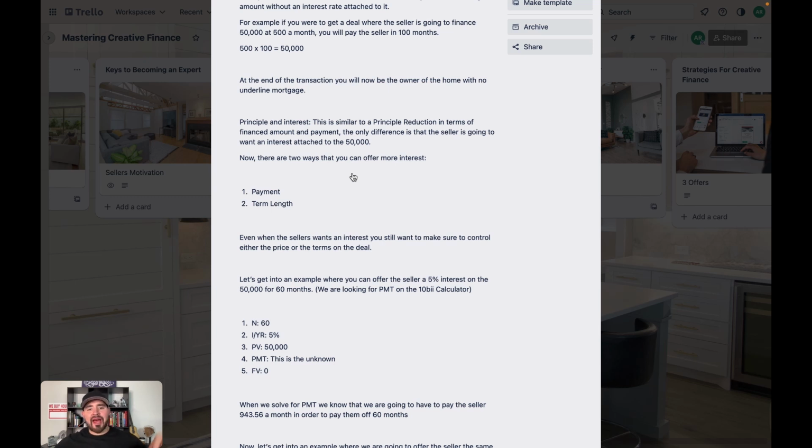So let's get into an example where you offer 5% interest on the same $50,000. It's the same $50,000 that we can pay $500 a month for 100 months. But let's say they want a 5% interest. So how is it going to look? Let's get into an example.